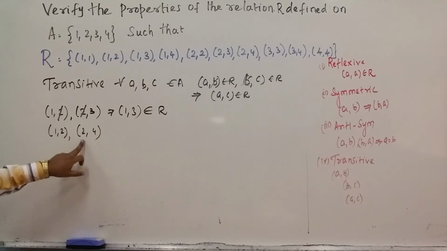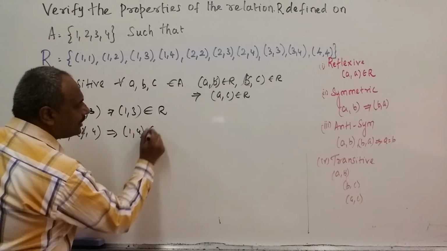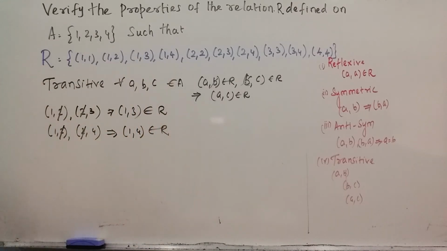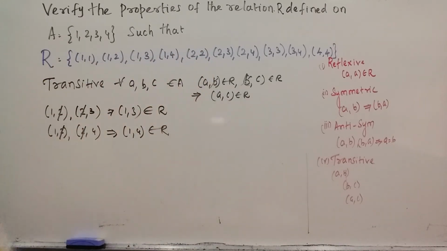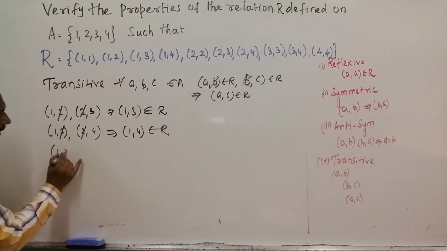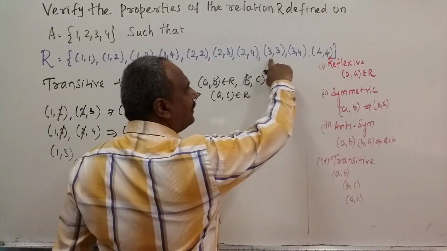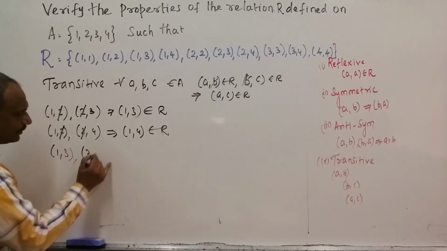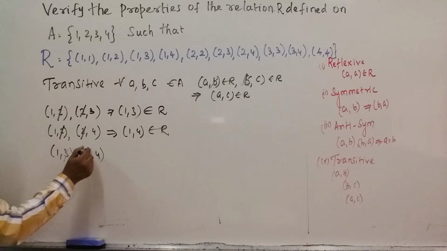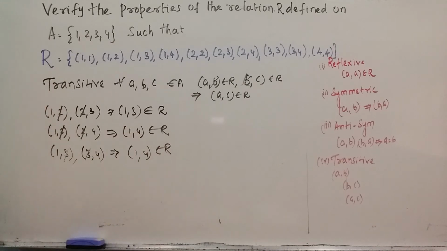(1, 2), the next term is (2, 4). So the common term is cancelled. This is (1, 4). Does it exist in R? Yes, (1, 4) exists in R. Like this, I am going to take each and every pair and compare. When I take (1, 3), I am going to check for the numbers starting from 3. (3, 3), this is reflexive, no problem. The next number is (3, 4). I am going to cancel the 3. So the element is (1, 4). Does it exist? Yes, (1, 4) exists.